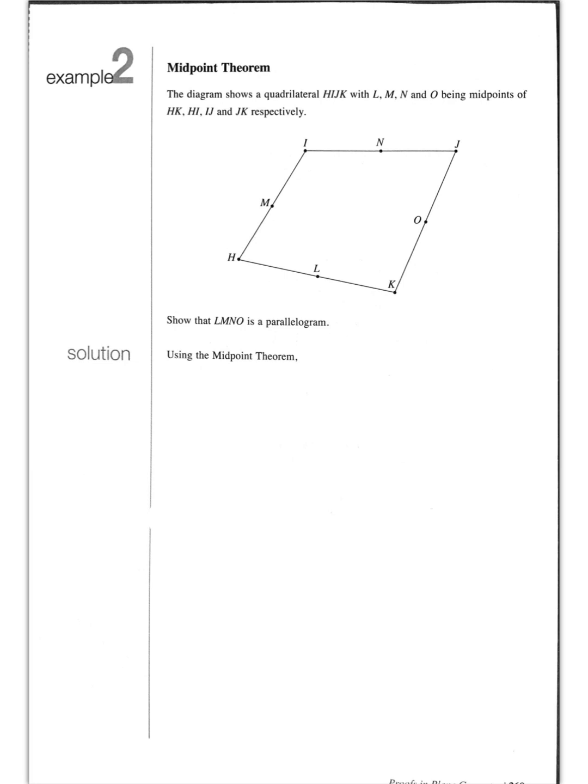Okay class, the use of midpoint theorem. Okay, the diagram shows a quadrilateral HIJK, right, with L, M, N, and O being midpoints of HK, HI, IJ, and JK respectively. Okay, so this is a big clue, isn't it? Midpoints, right? So show that LMNO is a parallelogram.